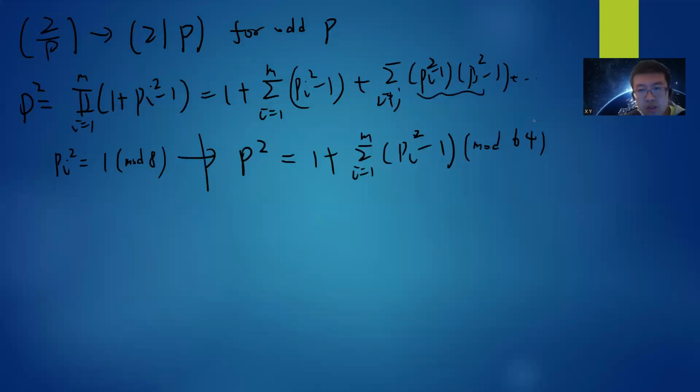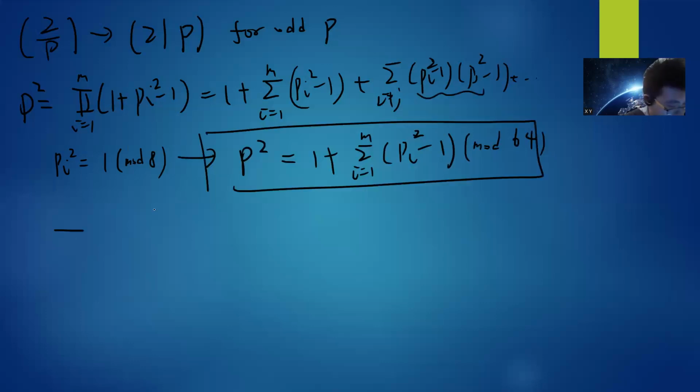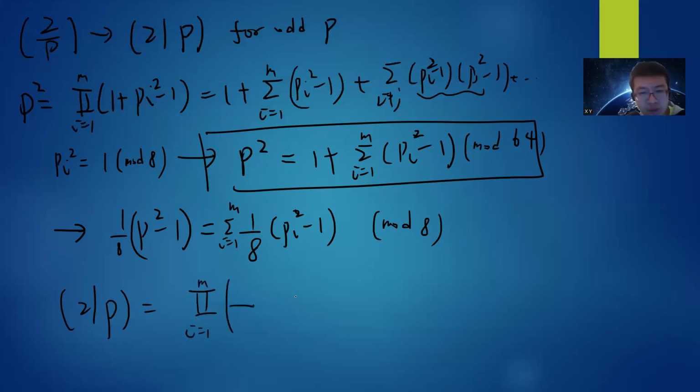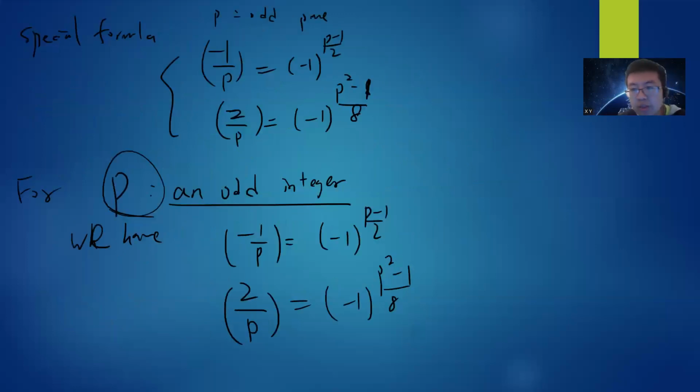So you look at this, and with a similar proof, we get (p squared - 1)/8 is just the summation over i from 1 to m of (p_i squared - 1)/8, which holds mod 8. So (2/p) will be just the product over i from 1 to m of (2/p_i). I collect everything as in the previous proof, so I get (-1)^((p squared - 1)/8). And yeah, so these are two properties that are amazingly true.